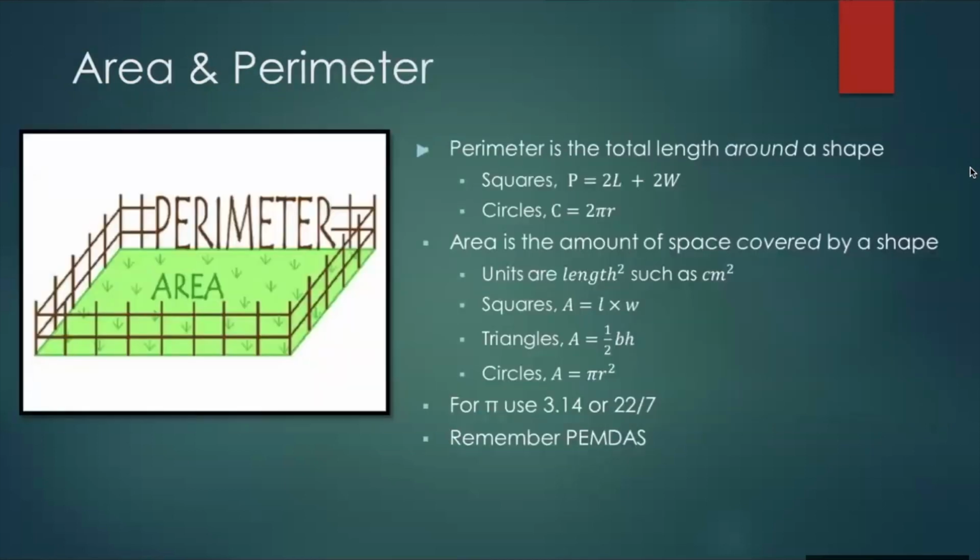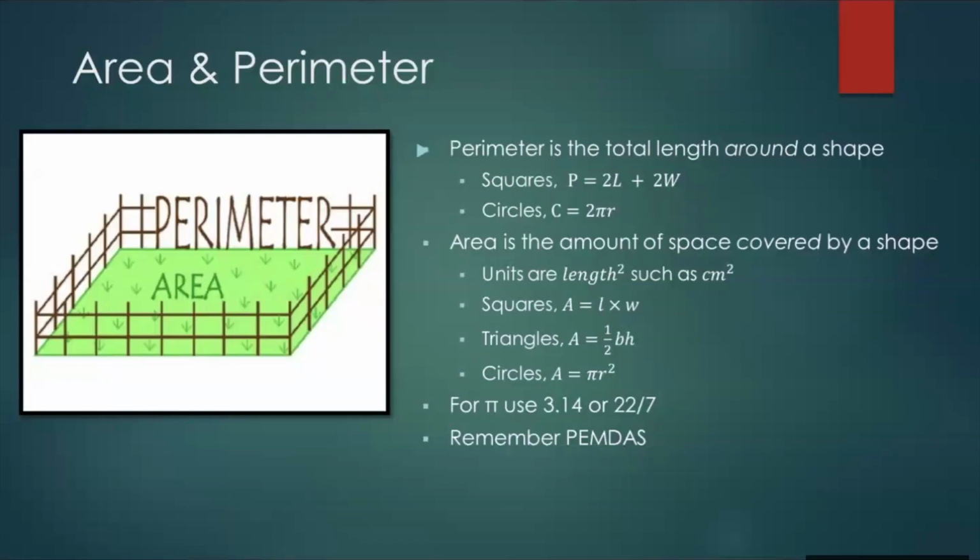Ready? Next, we're going to be going over area and perimeter. So first, perimeter is the total length around a shape, right? You can see in the left picture, perimeter represents the fence, right? It has nothing to do with what's on the inside. It's just going around it. And I think of it as a fence. That's how I remember perimeter versus area. Perimeter is more the fence, area is what's on the inside.